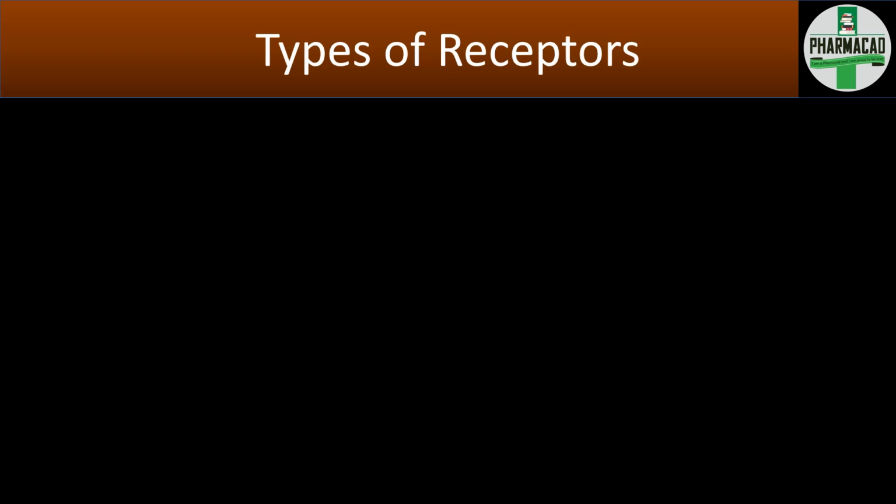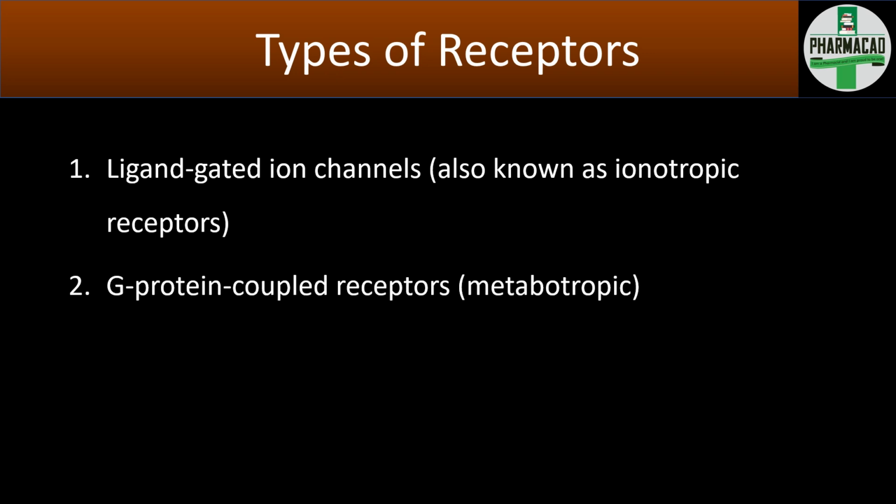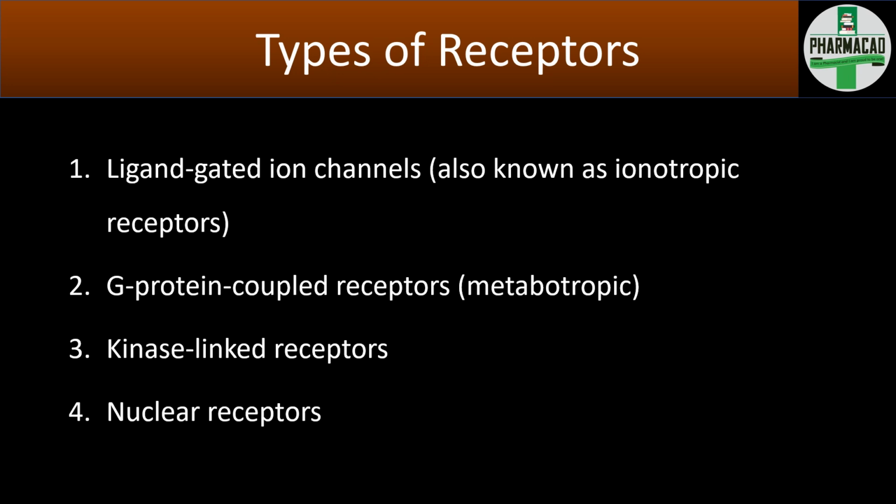There are four types of receptors. First is ligand-gated ion channels, which are also known as inotropic receptors. Second, G-protein coupled receptors, also known as metabotropic receptors. Third, kinase-linked receptors. And fourth, nuclear receptors. In this video, we will focus on ligand-gated ion channels.